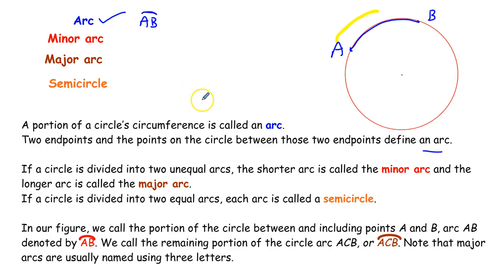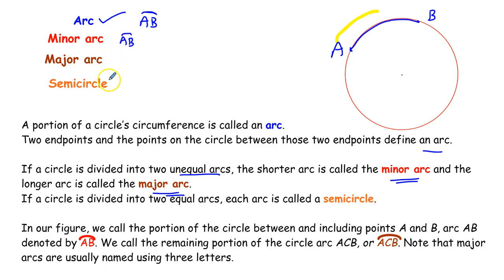That is the arc. Now, if a circle is divided into 2 unequal arcs, you see here, this is a small arc I have, and the other red part is left over in the circumference of the circle. So the 2 parts are unequal parts. The shorter arc is called the minor arc and the longer arc is called the major arc. So symbolically, this AB is the minor arc.